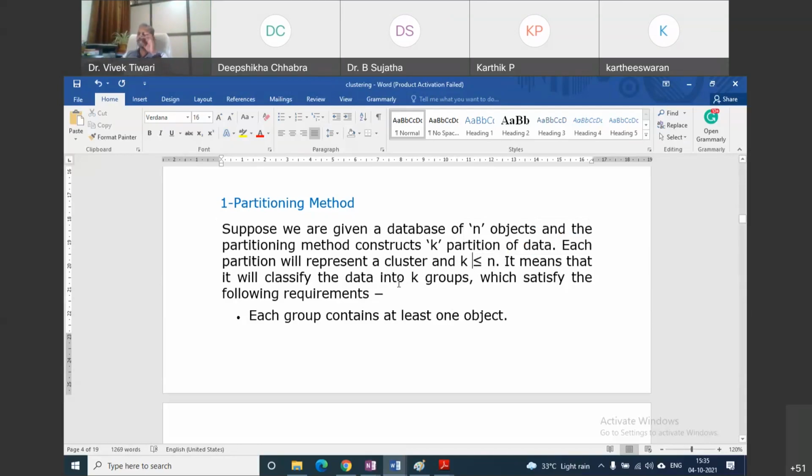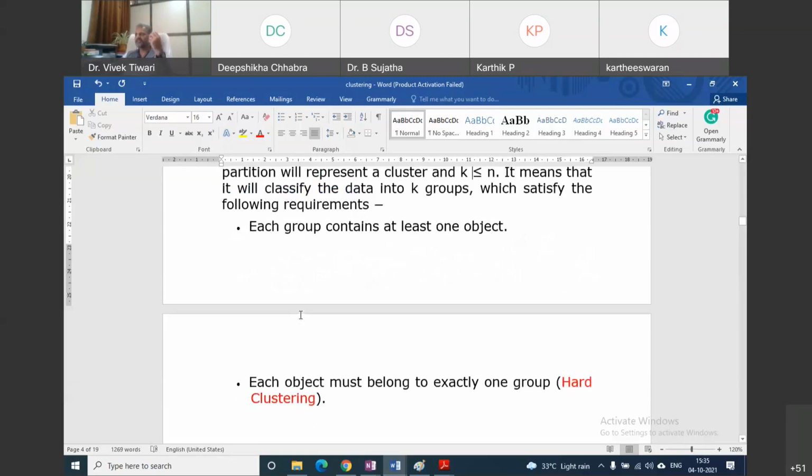It means that it will classify the data into k groups, which satisfy the following conditions. These are the conditions that you need to satisfy when you apply the partitioning based method. The first condition is that each group contains at least one object, which means there cannot be an empty cluster. If a cluster doesn't have any data points, what is the meaning of that cluster? So we require a cluster that has at least one data point.